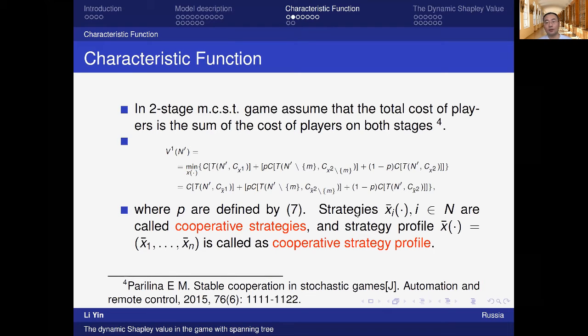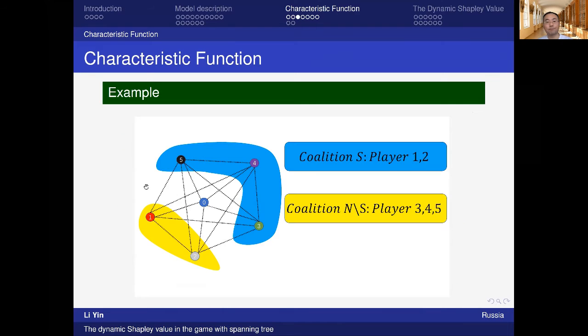We can use this formula, and the P divided by formula is the same, and if we can find the strategy X bar, then this X bar is called a cooperative strategy, and the strategy profile is called cooperative strategy profile.